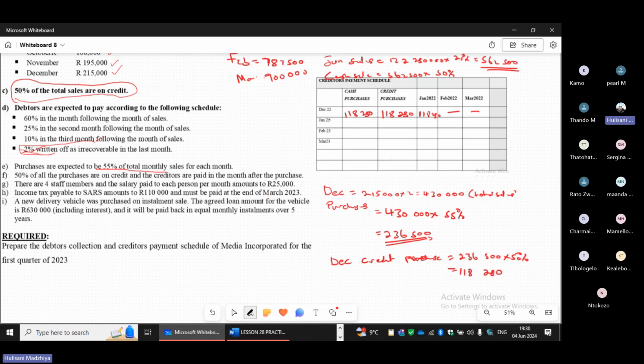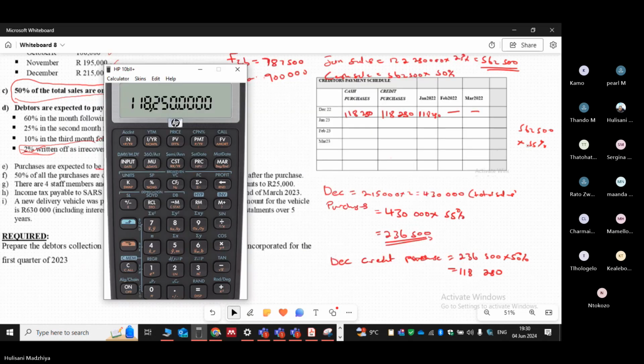And then for January, we're just going to take the total January sales of 562,500, and multiply this by 55% to get the total purchases for January. So it gives us the total purchases. If we say 562,500 multiplied by 55%, that's 309,375.